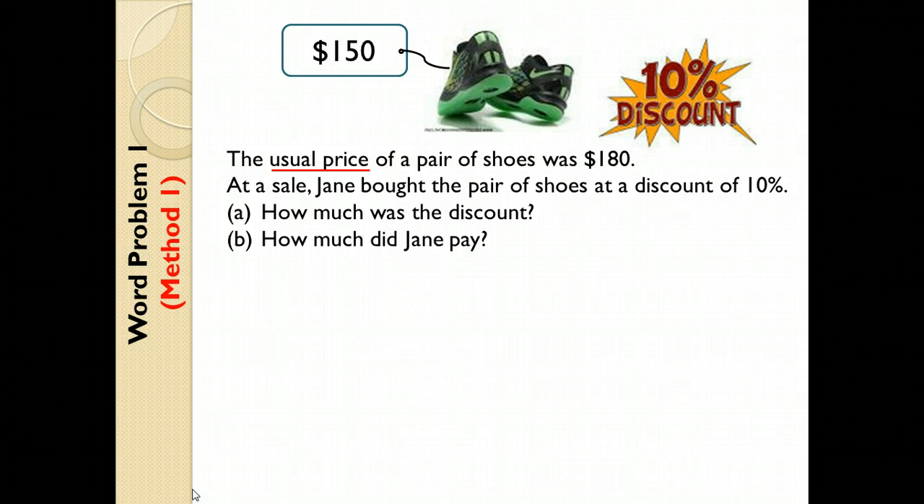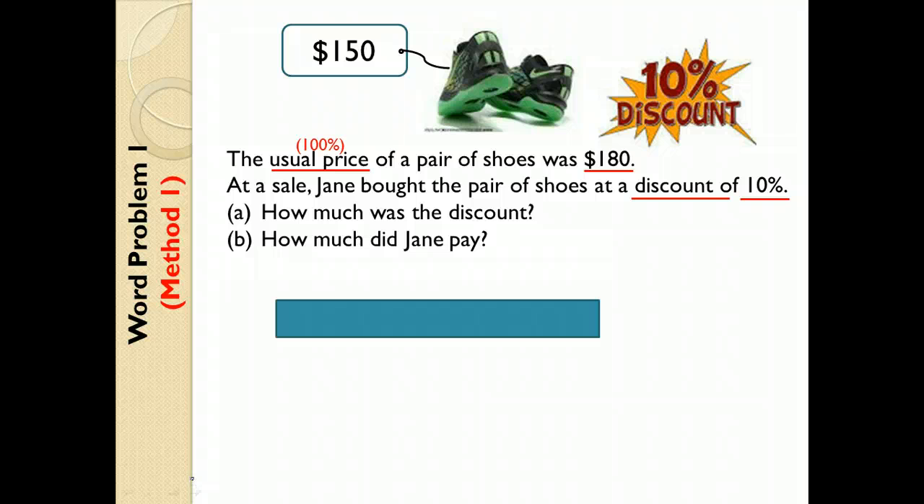We know here that the usual price was $180 and it is at a discount of 10%. We want to find how much was the discount and how much did Jane pay. Usual price is usually 100%. So we can draw our model to show 100%. And we know that the usual price was $180. So we can show that 100% is $180. There's a discount of 10%.